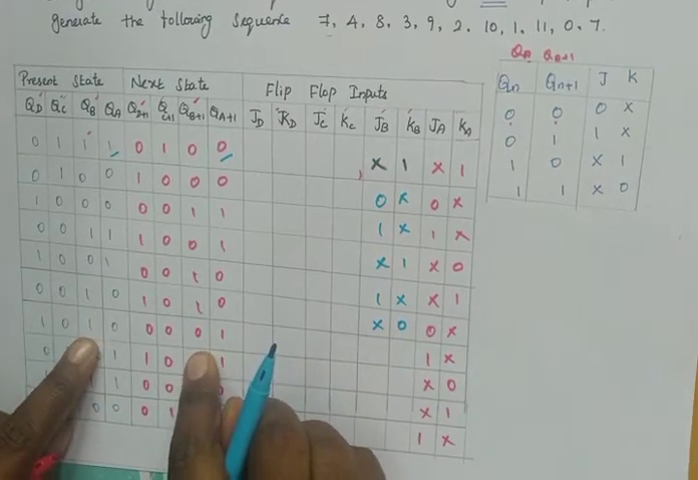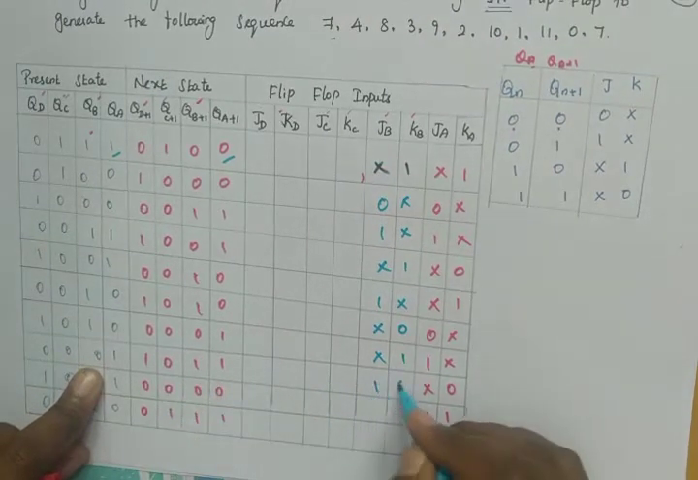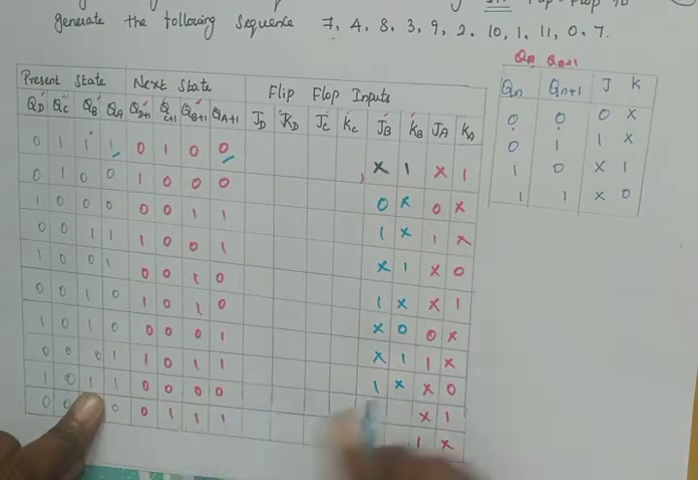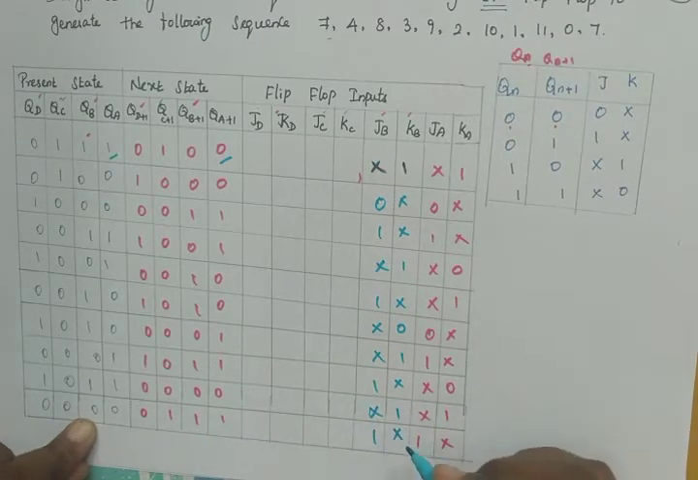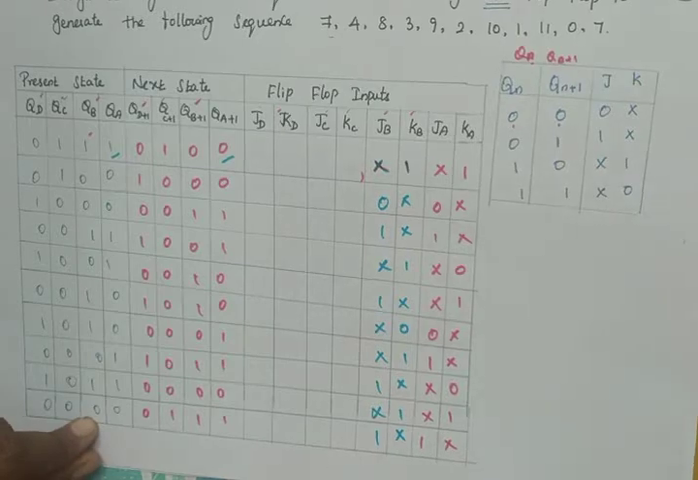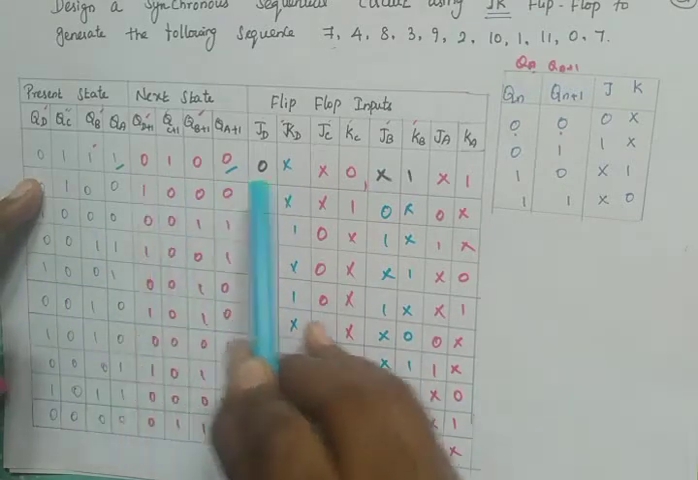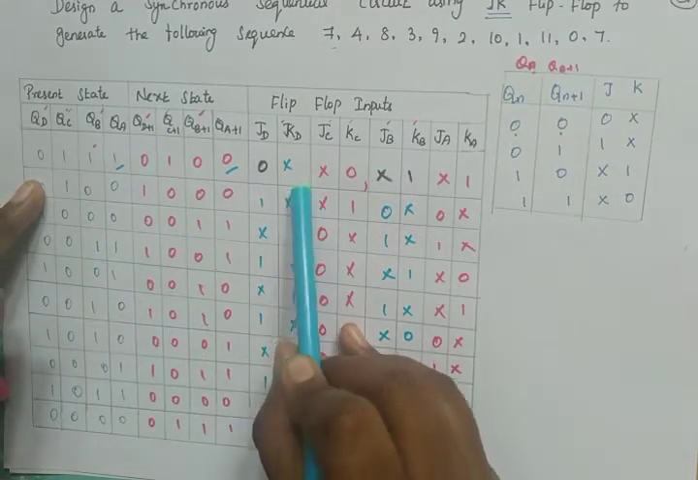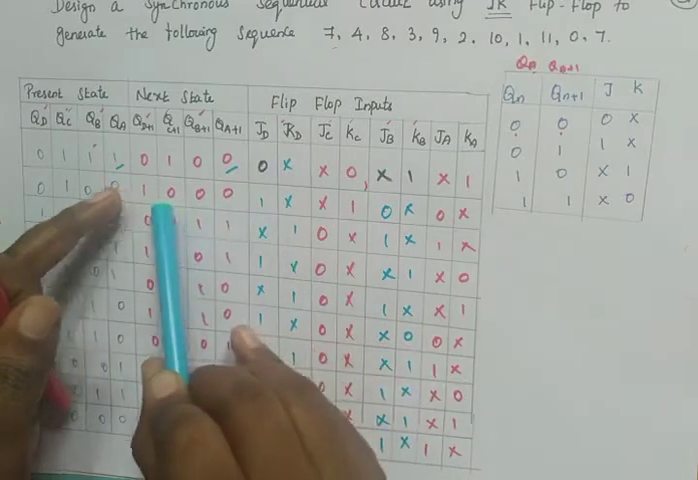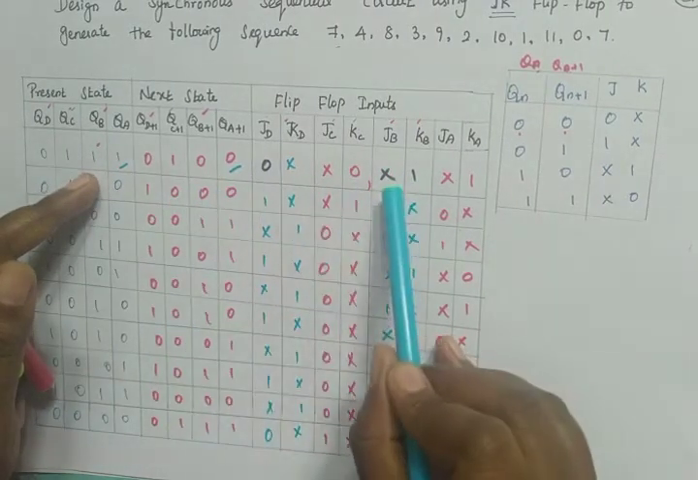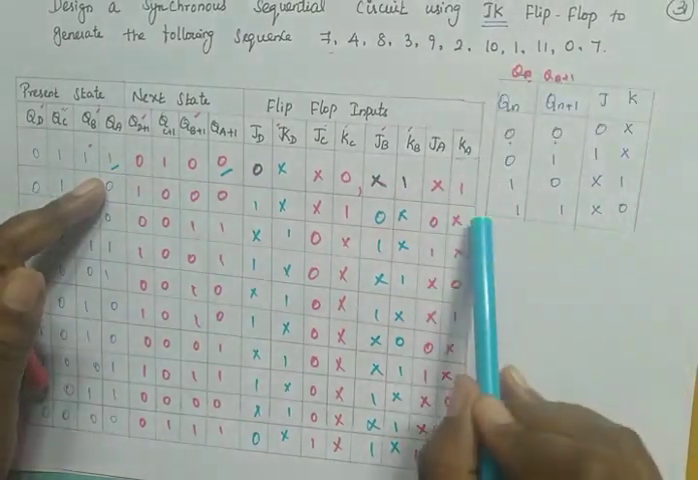Next for 1, 0, X1. For 0, 1, 1X. For 1, 0, X1. For 0, 1, 1X. So like this, we have to complete this table. By comparing this QD plus 1, we have written JD-KD. Next, by comparing this QC plus 1, we have written JC-KC. Now compare this QB plus 1, write this JB-KB. QA plus 1, write this JAKA from this excitation table.